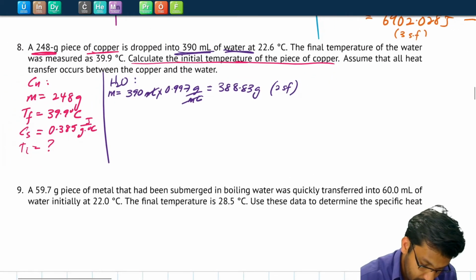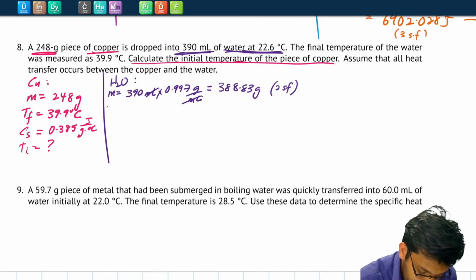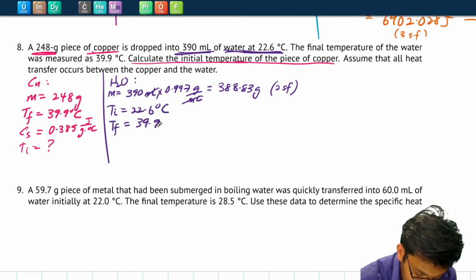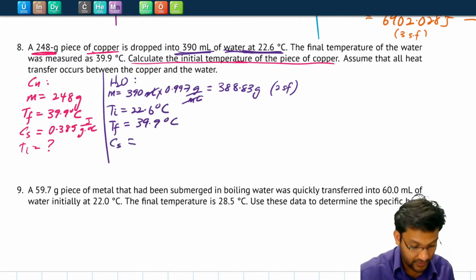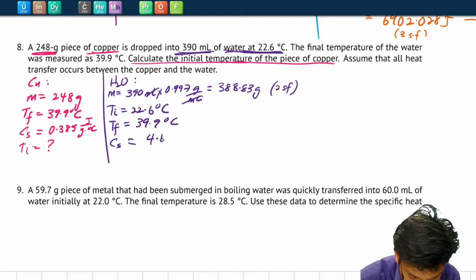The initial temperature of the water was 22.6 degrees Celsius. The final temperature is the same all the time, which would be 39.9 degrees Celsius. And the CS for water, again, they didn't give us, but we know where to find that. It's 4.18 joules per gram per degree Celsius.